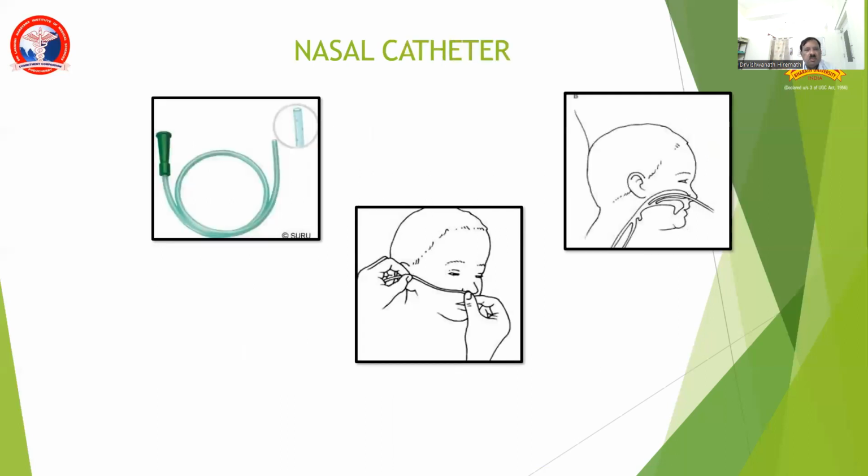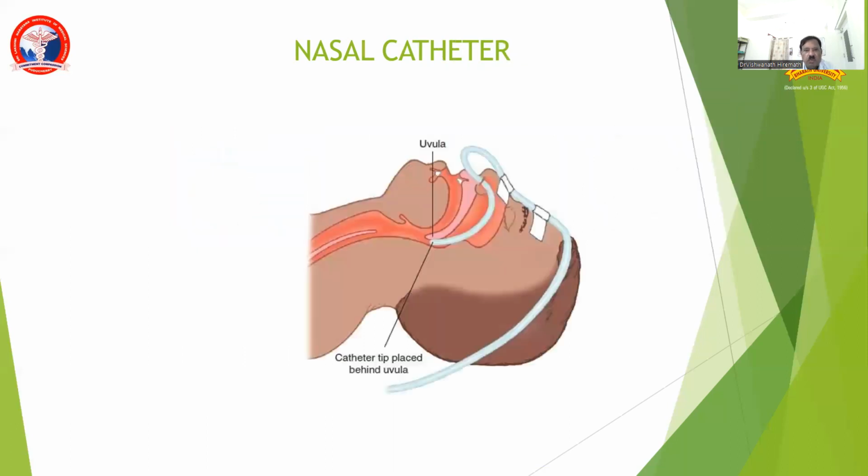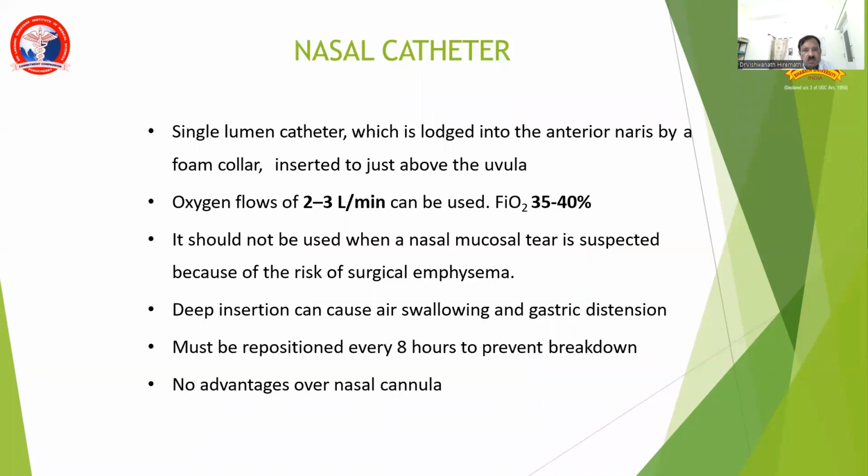I am coming to the nasal catheter. Catheter is introduced into the nostril up to the uvula and helps to provide low flow oxygen therapy.